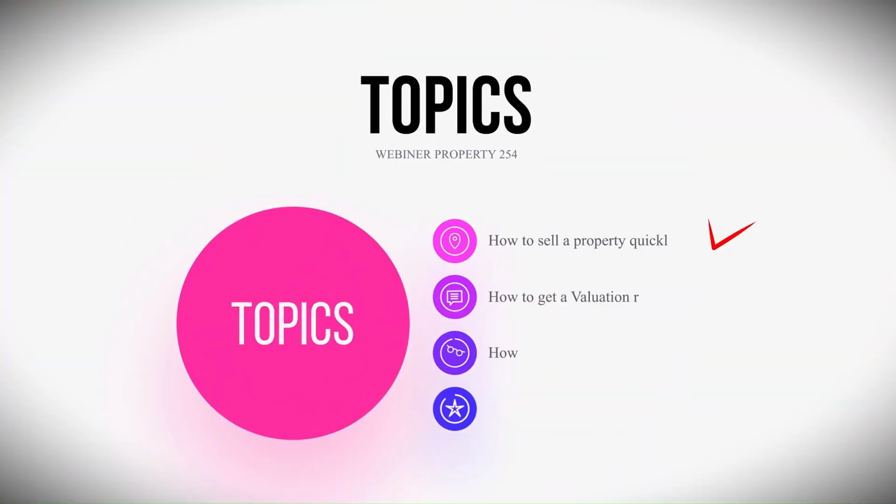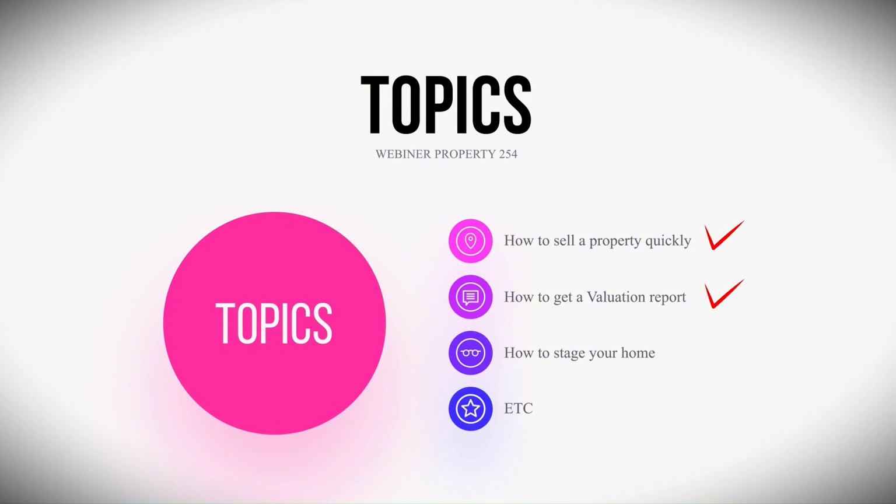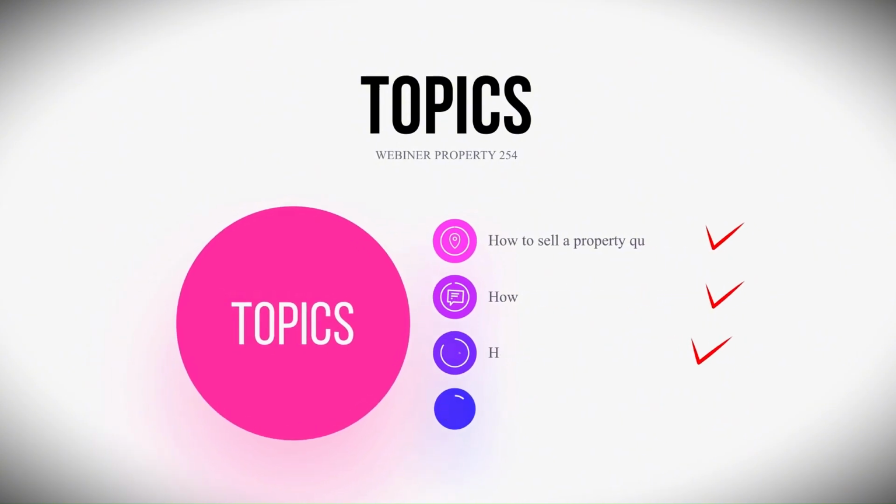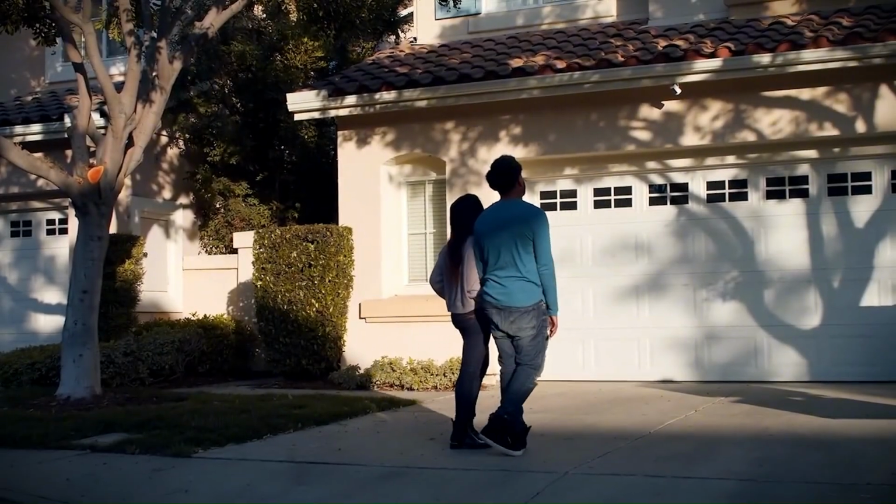First, you need to define your webinar topic and goals. Think about what your target audience needs to know. Also, remember to think through what you hope to achieve with your webinar. For instance, if you're a seller agent, you can work on topics like how to sell a property quickly, how to get a valuation report, how to stage your home, or such topics that sellers would be interested in. On the other hand, if you're a buyer's agent, you can offer webinars on topics like how to get pre-approved for a mortgage or what to look out for whenever you are viewing a home.